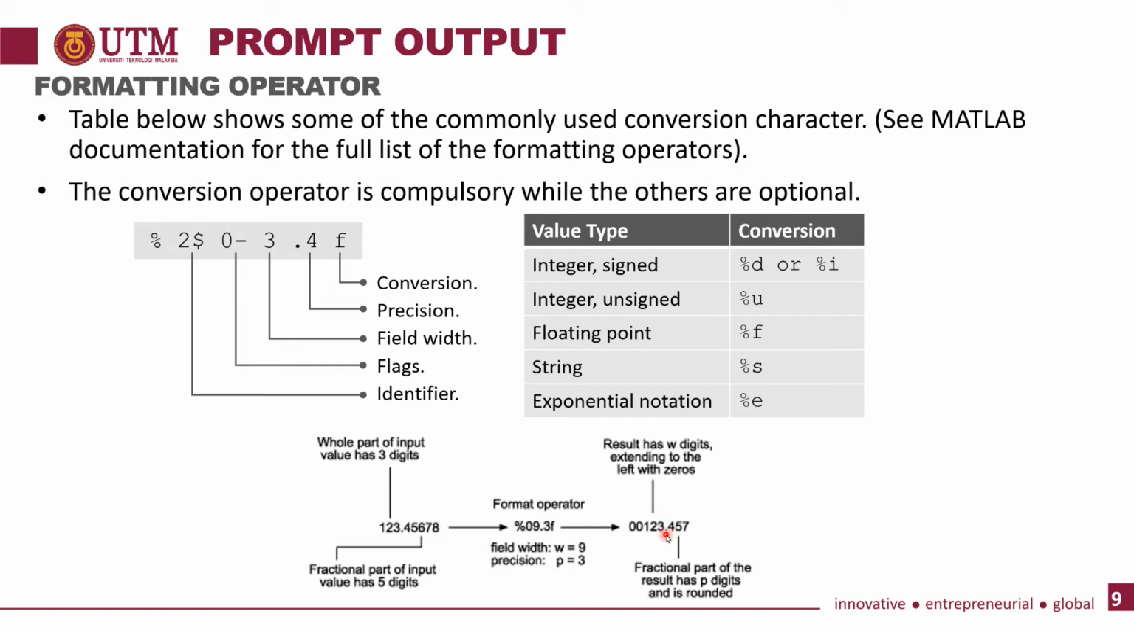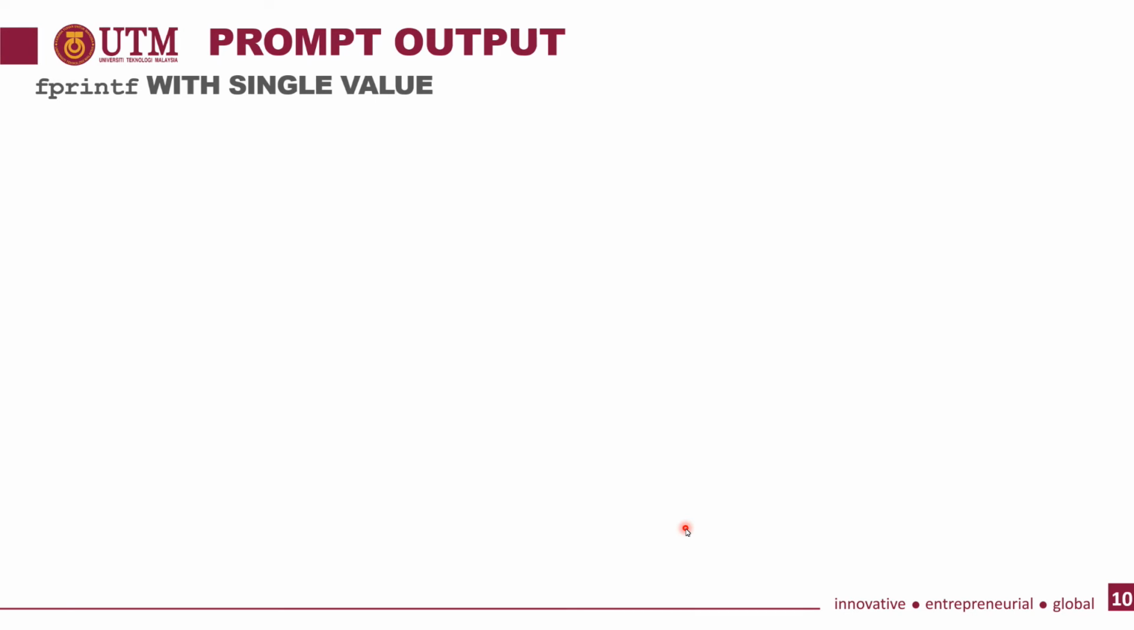What do you call it, the dot here. The dot before the decimal places is also counted as one of the fill. So it will become 00123.457.